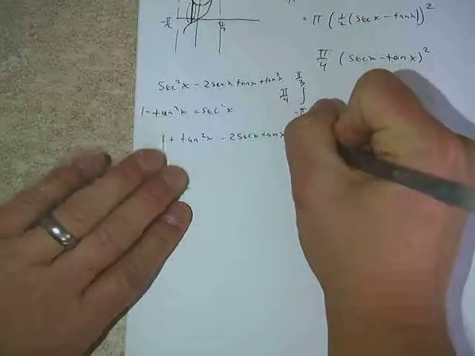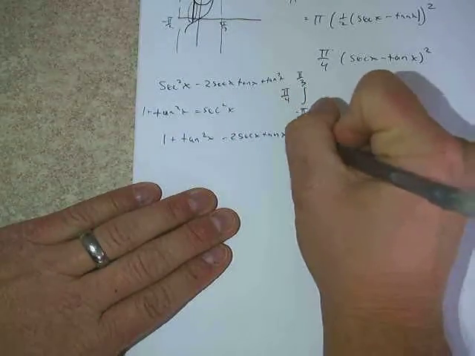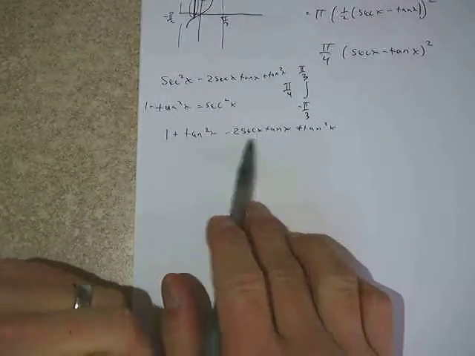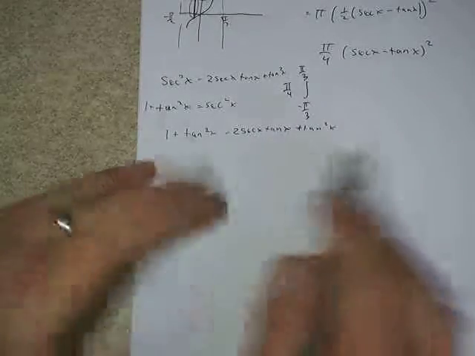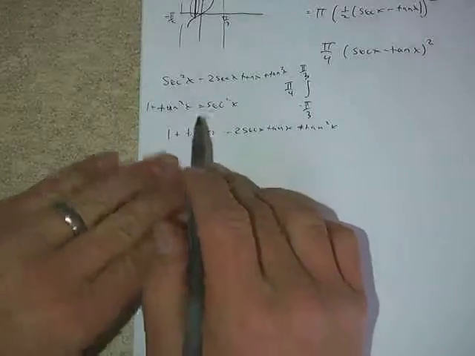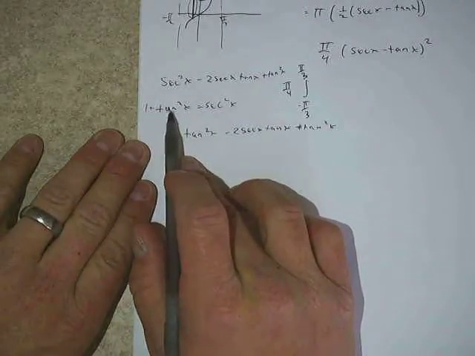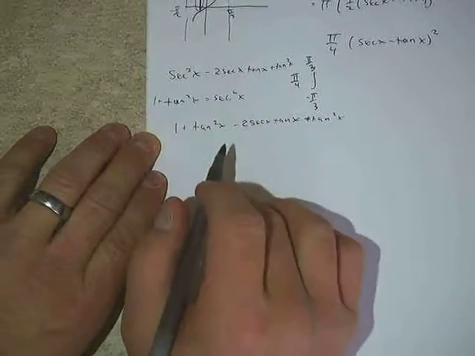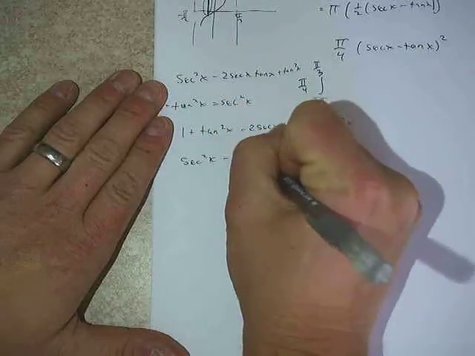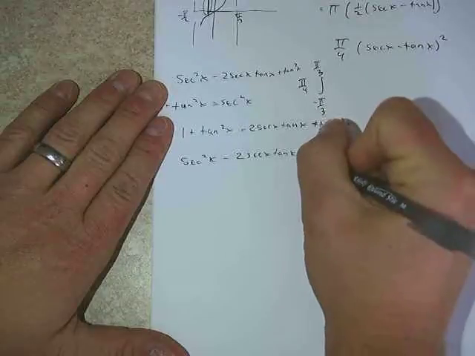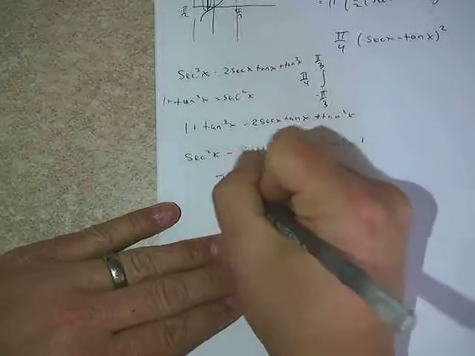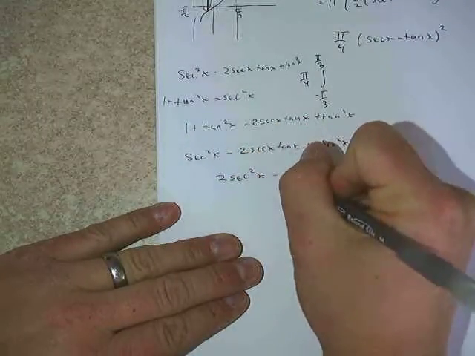True? Now remember one of our identities is that 1 plus tangent squared equals secant squared. So we could theoretically get rid of a secant squared with a 1 plus tangent squared. So let's see what happens if we do that. If we do 1 plus tangent squared x minus 2 secant x tangent x plus tangent squared x, we'd have that. And ultimately we'd have 2 tangent squared x, and secant tangent, so on, which arguably doesn't really help a whole lot.